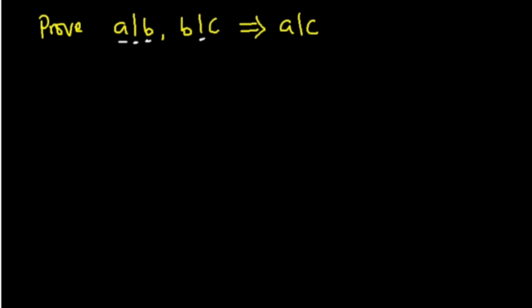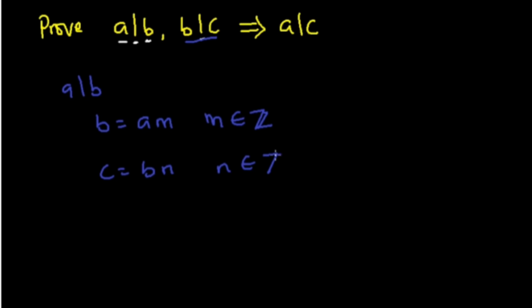Okay, so in that case, A divides B is the same thing as writing B is equal to A times something. Let's call that something M, and that M is an integer. Same thing goes for B divides C: that means C is equal to B times something, and that something is also an integer. Let's call this equation 1. This is equation 2.